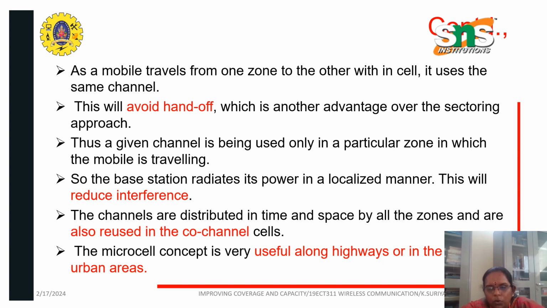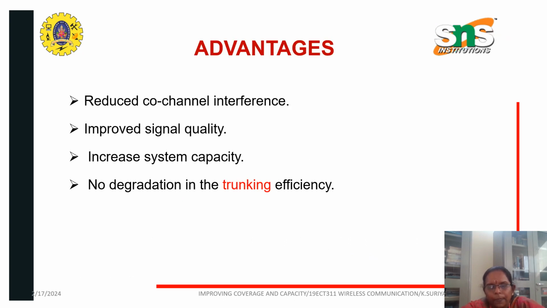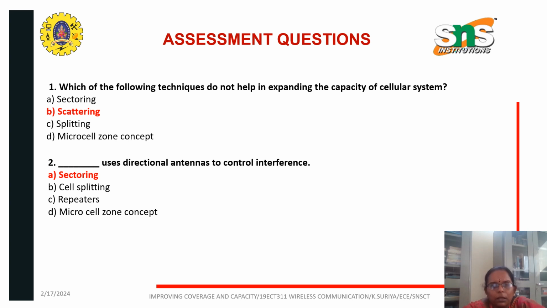So this microcell zone concept is very useful in highways or in urban areas where mobile traffic is very high. The main advantages are reduced co-channel interference, improved signal quality, increased system capacity, and no degradation in the trunking efficiency. Hope you understand the different methods like cell splitting, cell sectoring, and microcell zone concept which are used to improve the capacity in the cellular system.